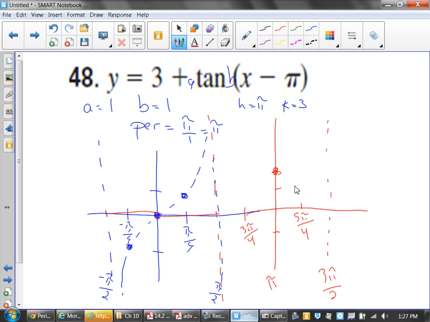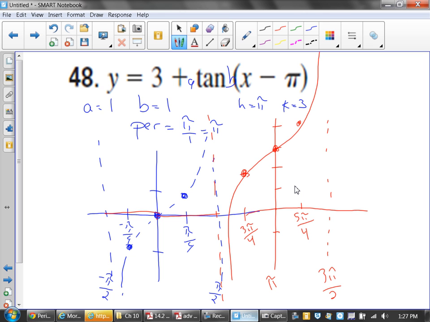Oops, gotta be over here. There's 3, and there's 4. There's your new curve. I like these curves. Tangents are nice and easy. As long as you get the a value correct, it's a piece of cake.